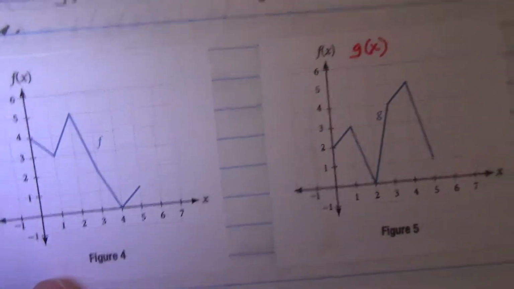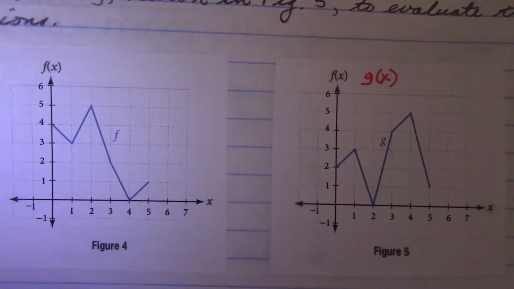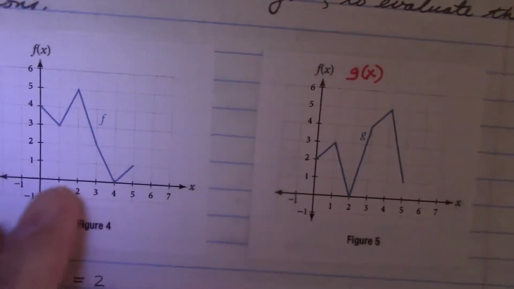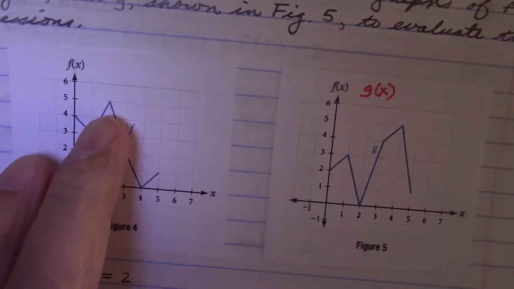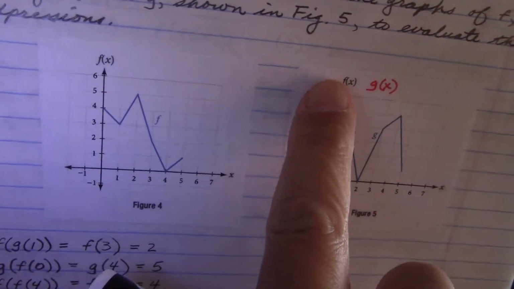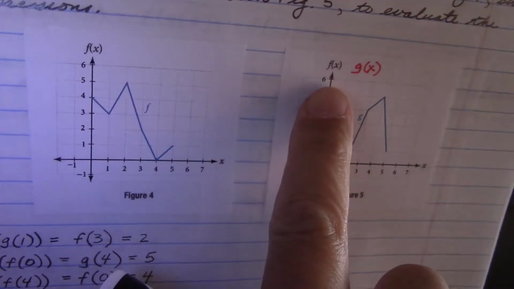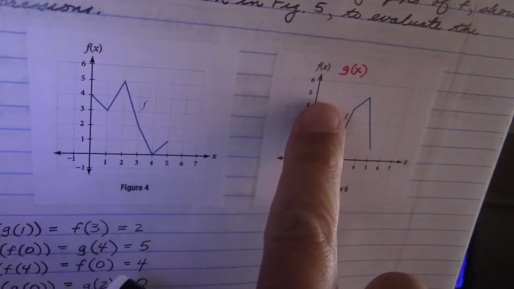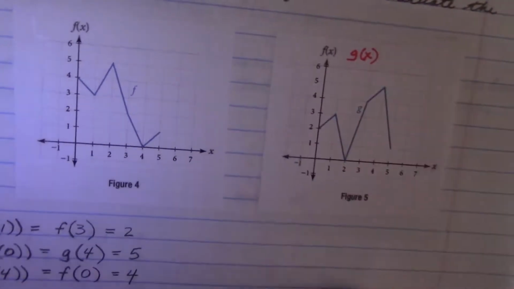Okay, number 43. For the following exercises, use the graphs of f, shown in figure 4, and g, shown in figure 5, to evaluate the expressions. So we have a couple of graphs that they give us. Alright. So there's figure 4. This is graph f. And figure 5, they label it f of x, the vertical axis. It should be g of x. Alright. They label the graph correctly, g. Right there.